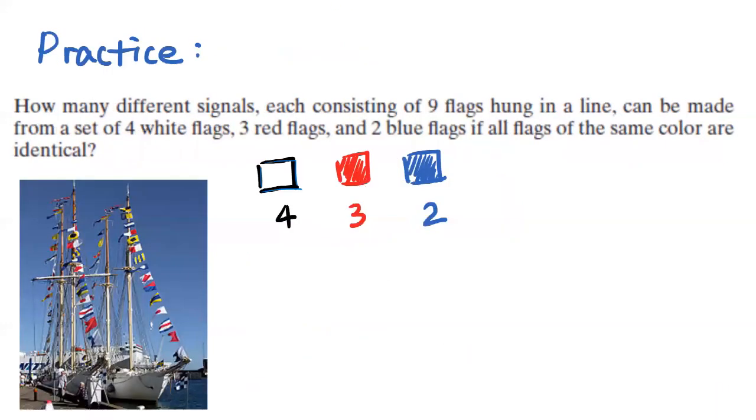Next one, how many different signals, each consisting of 9 flags hung in a line, can be made from a set of 4 white flags, 3 red flags, and 2 blue flags, if all flags of the same color are identical? So this means how many different arrangements, if we use these flags and line them in a line, right? How many different arrangements of these elements?